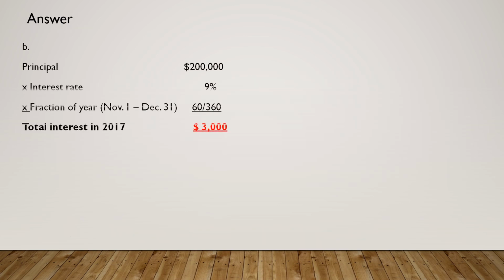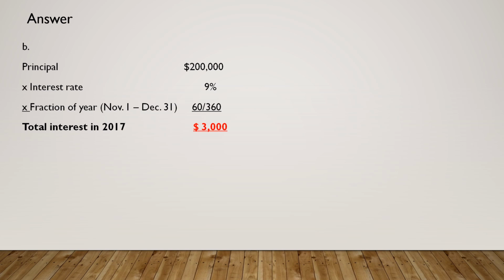In 2017, remember that the issuance date is November 1st, 2017, which means the note will last in 2017 for just 2 months, November and December. To calculate the interest, we say principal, which is the face value, $200,000, times the interest rate, which is 9%, times the fraction of the year, which is 60 over 360, the 2 months, November and December, from November 1st to December 31st. So the total interest will be $3,000.